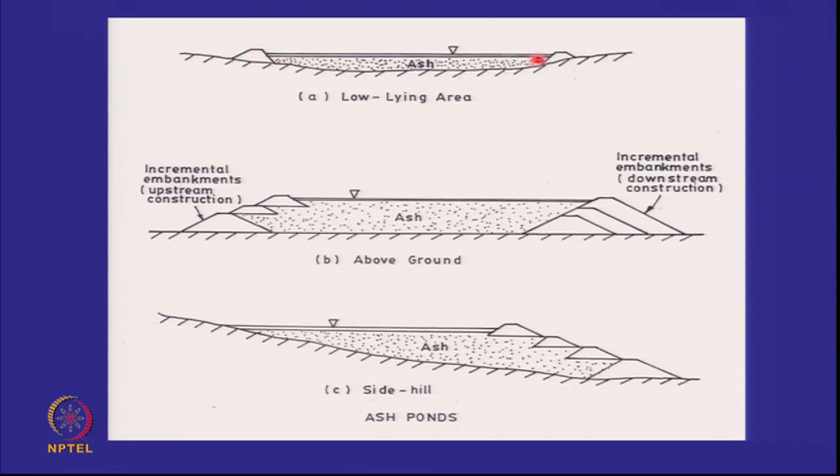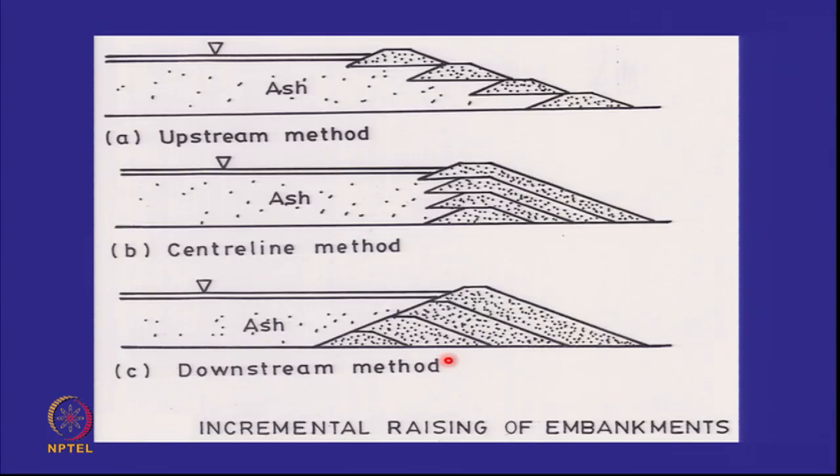Luckily in a low-lying area, for the first few years you may not even need an embankment because it's a little depression in the ground. But over the years you'll have to start raising it if you want to go higher. And in the side slope it may be like this. So these are the kind of techniques which are used, and it is all staged construction or incremental raising.